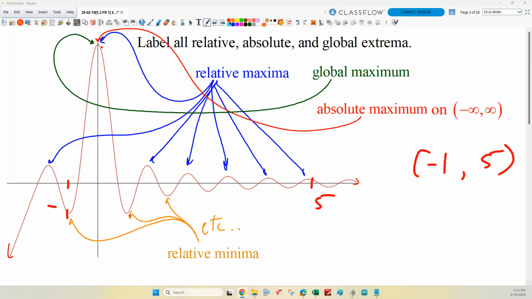What about a global maximum? Yeah, global maximum would mean on all possible values, and that's a global maximum. It looks like there is no global minimum because this thing just goes down forever, the way it's drawn at least. Okay, does that make sense? You kind of get an idea about the vocabulary?